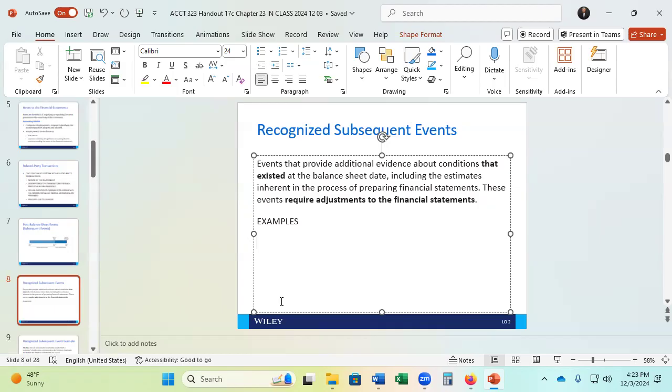All right, some examples. Settlements of litigation. And this would be if it took place before the balance sheet date.